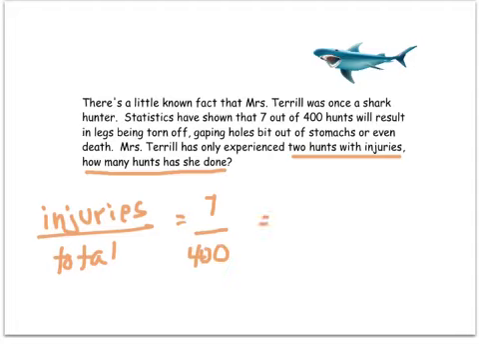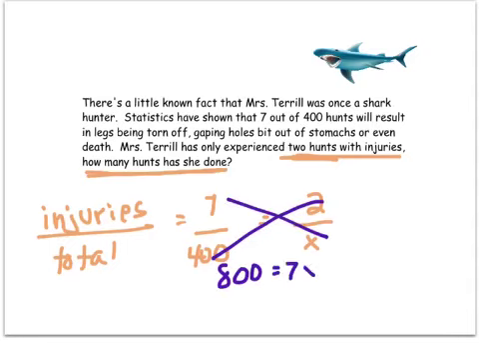Okay, Miss Terrell has only experienced 2 hunts with injuries. So the injuries, it's going to go on the top. So you're going to set it up. And we're trying to figure out how many hunts she has done. We're trying to figure out the total. So we're going to put an x there. So we're going to go ahead and cross multiply. We get 800 equals 7x. Divide both sides by 7. I get x equals 114 point, what is it, 3.